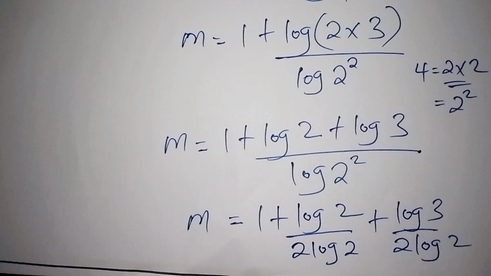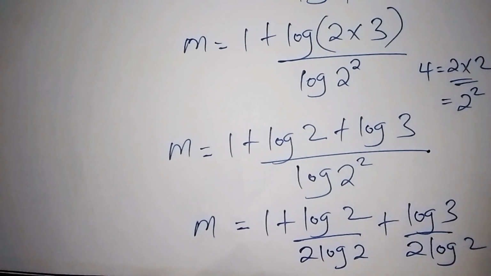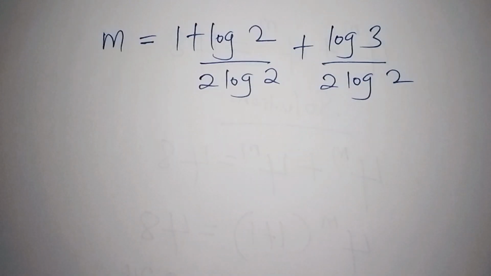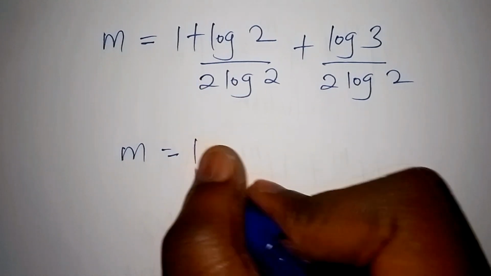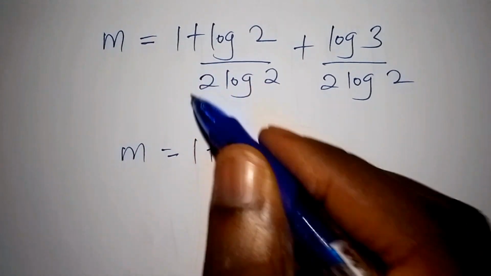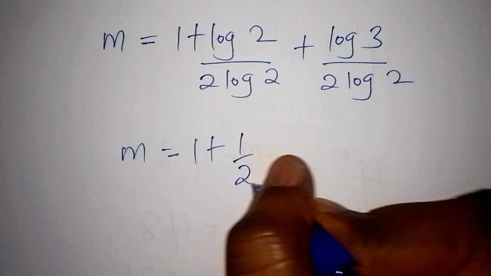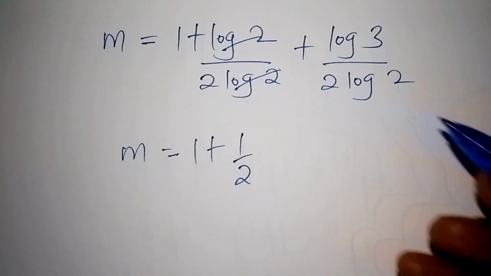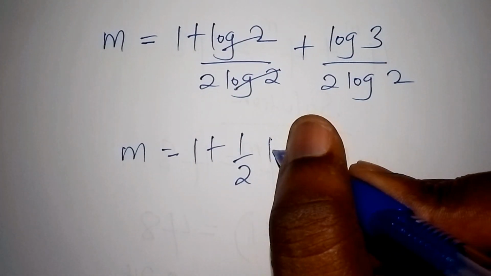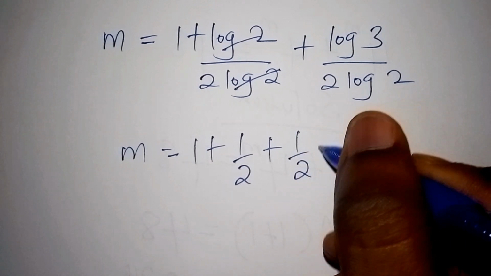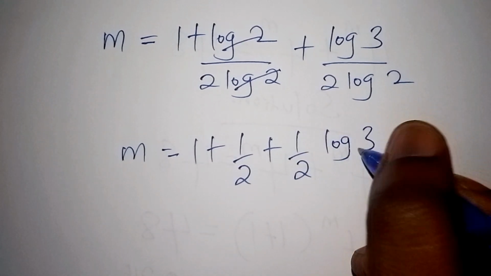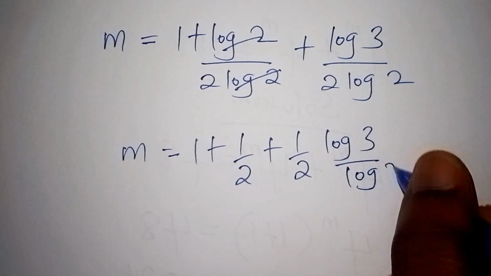So now we shall have something like this. Our value for m is equal to 1 plus, so this one now shall be a half, as the log of 2 and the log of 2 shall cancel each other. Then here now we shall have plus, so this one now shall be a half, then we shall have the log of 3 all over the log of 2.